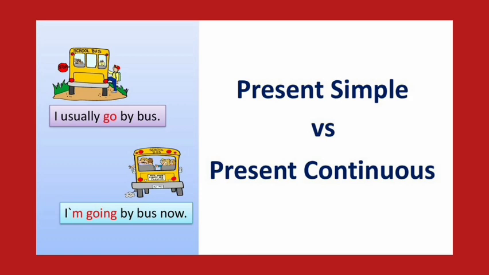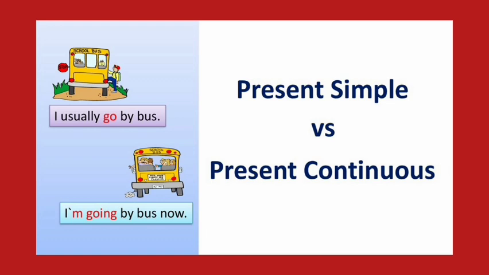So, by looking at the present picture, you can easily understand what we are going to learn today. Today, we are going to learn the differences between the simple present tense and present continuous tense with the help of several examples. So, here in this picture, you can see two examples are given.